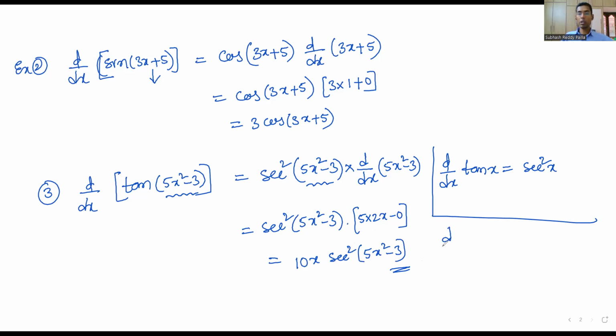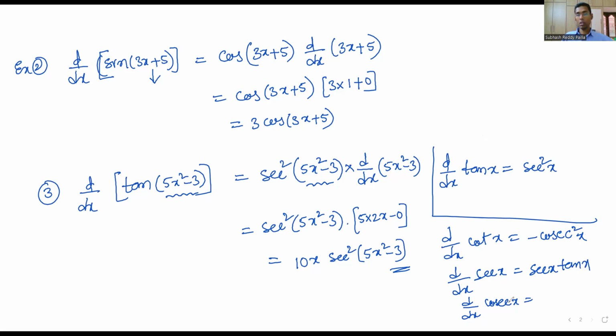Did you learn d by dx of cot x? What is the differentiation of cot x? It is minus cosecant square x. The other day I told you to learn. Last class I wrote it, so you should learn. The derivative of secant x is secant x into tan x, and the derivative of cosecant x is minus cosecant x cot x. You should learn this, then only you can do it.